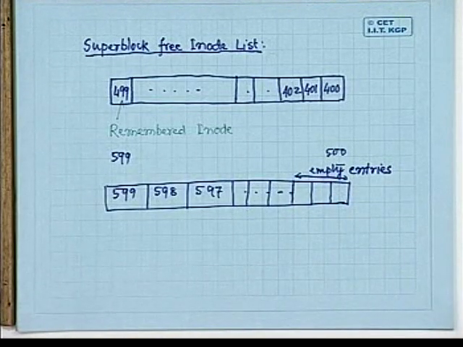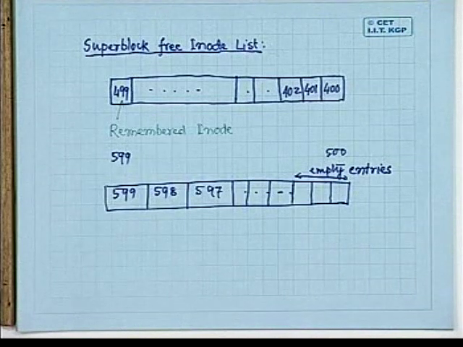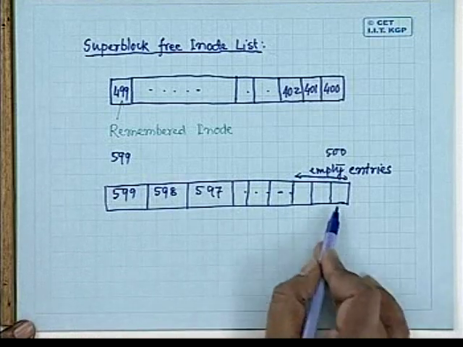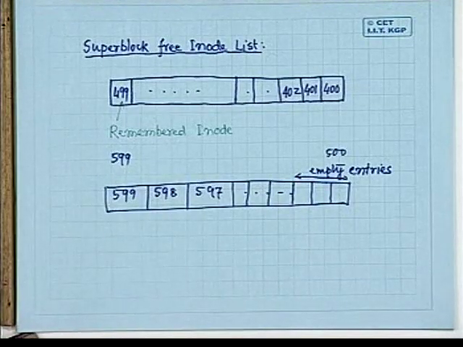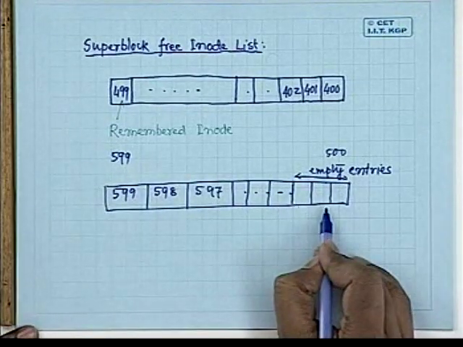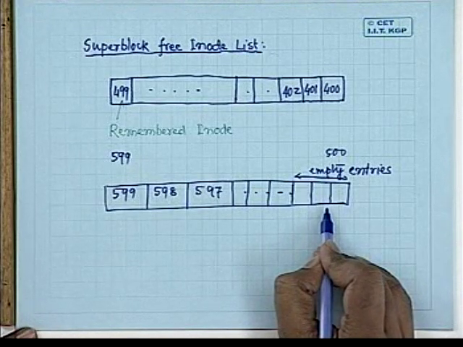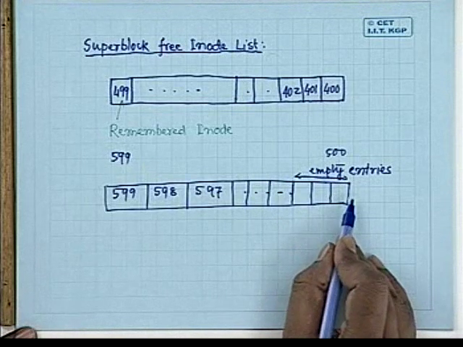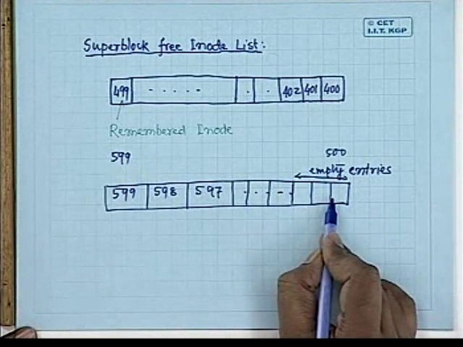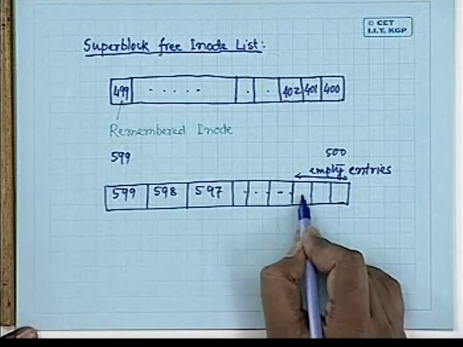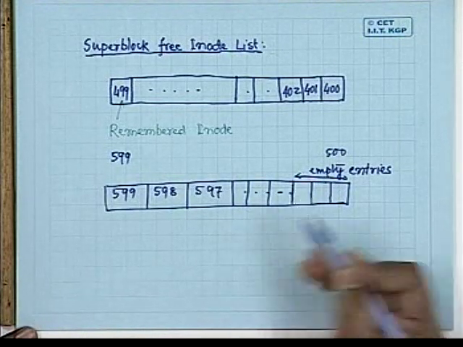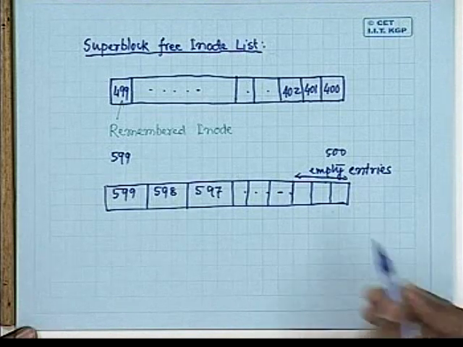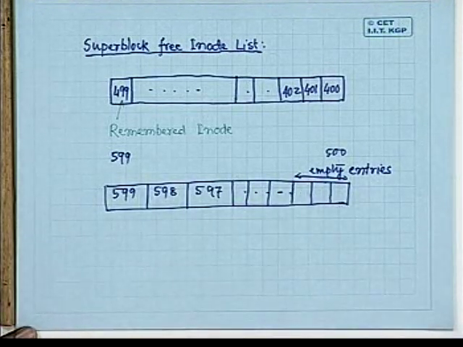So whenever an inode is freed or unallocated, I have to check the status of the superblock free inode list. If there is any empty entry in the superblock free inode list, I'll put the freed inode into one of these empty entries. Because this inode has become free, it can be allocated to any other requesting process, so you just store it in one of these empty entries.